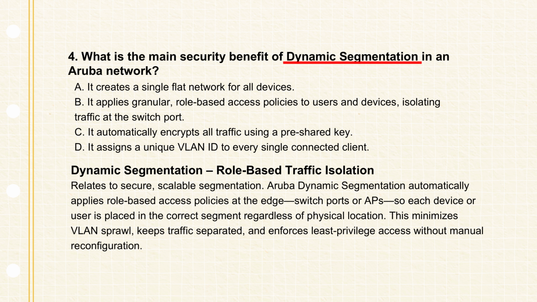What it does is apply very specific role-based access policies directly to users and devices, right where they connect to the switch port or the wireless AP. Isolating traffic right at the source. Exactly. Each user or device gets put into its own secure little bubble or segment with only the permissions it absolutely needs. This stops them talking to things they shouldn't be talking to, even if they're plugged into the same switch. Like personalized lanes on the highway? Yeah, that's a good analogy. Prevents unauthorized lateral movement.